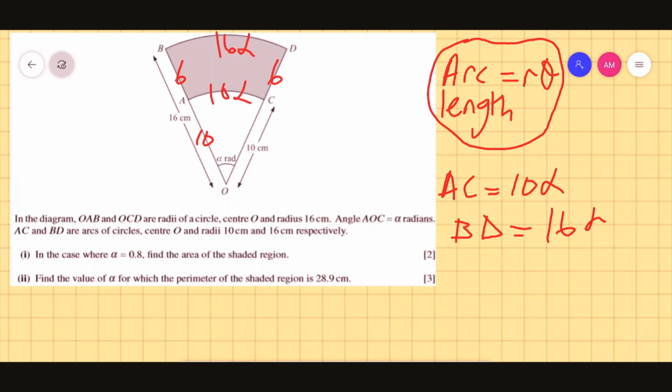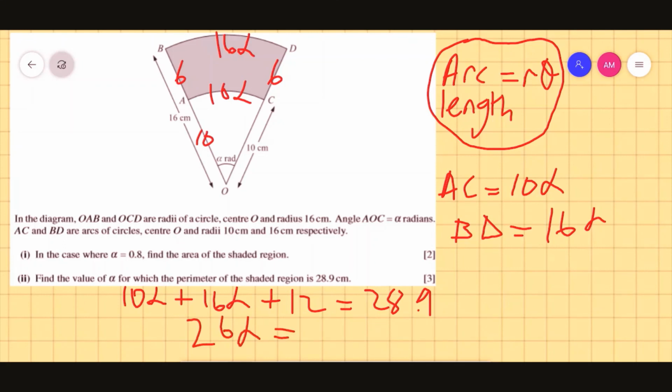So we're going to go 10 alpha plus 16 alpha plus the 12 for the two sides is equal to 28.9, right? If we subtract the 12, we get 26 alpha is equal to 16.9. If we divide, we're going to get alpha as 0.65, and remember, this is in radians.